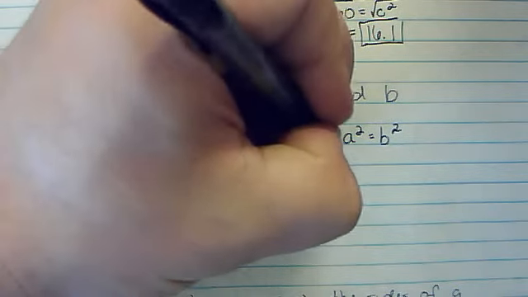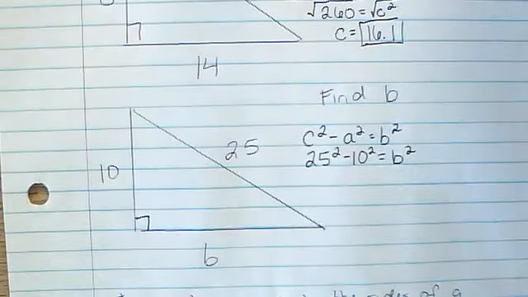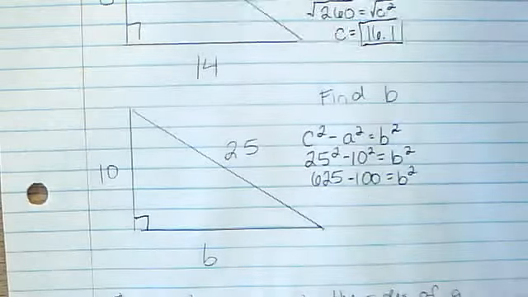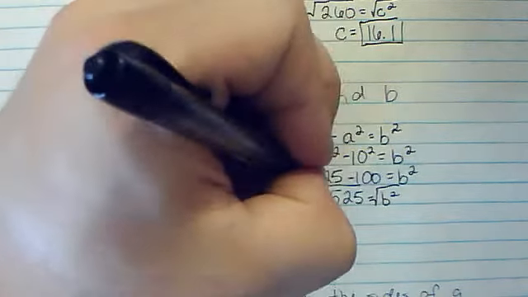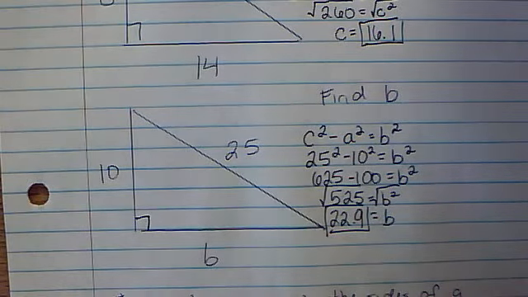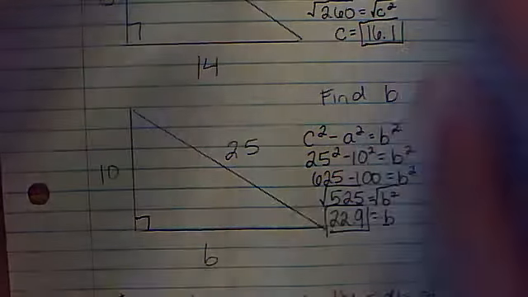So if I plug in my values, I'll have 25 squared minus 10 squared is equal to B squared. 25 squared is 625. Minus 100 is B squared. So I will be taking the square root of 525 in order to find my value for B. So this was using the converse to the Pythagorean theorem to find the length of one of the legs of my right triangles.